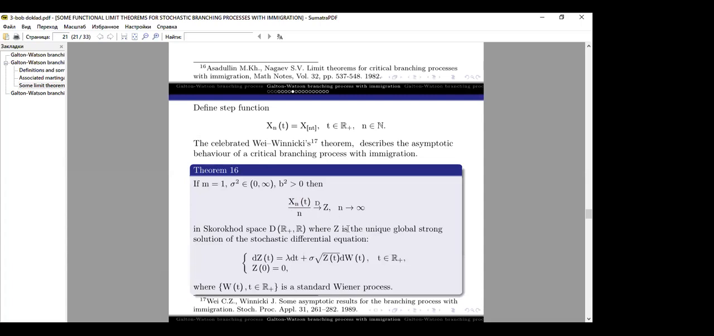The limiting process here is of a very interesting nature. This process is a global strong solution, which is more difficult to check. The problem is very interesting: what will happen if we consider some dependent immigration process?